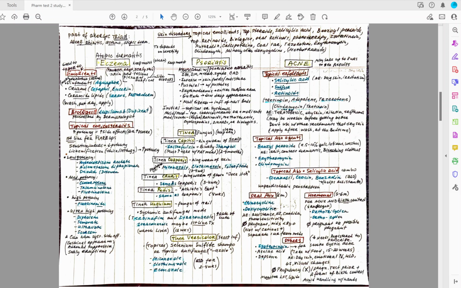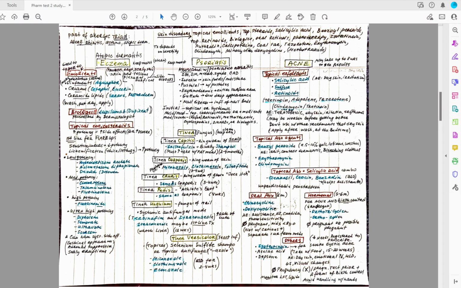Next, we're going to go to acne. Acne may take up to 8 weeks to see results. Topical exfoliants, for example, sulfur, retinoids, salicylic acid. Adverse reactions would be dry skin and irritation. You might see first worsening before you see it get better. So retinoids include tretinoin, adapalene, tazarotene.